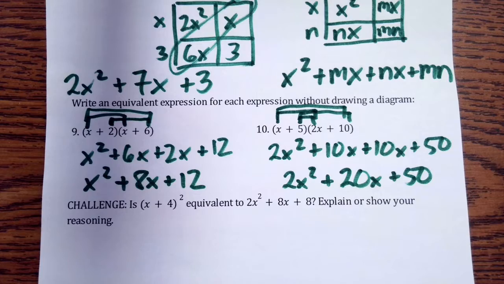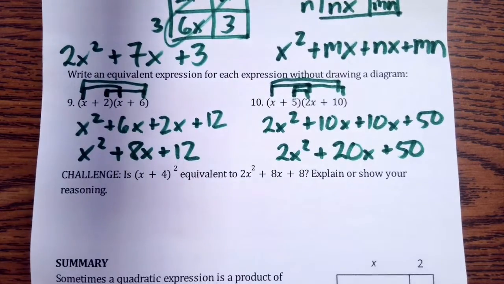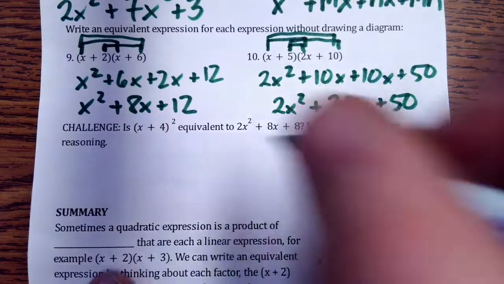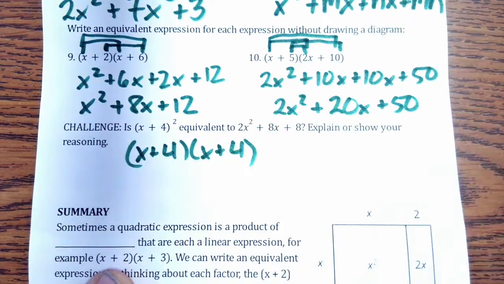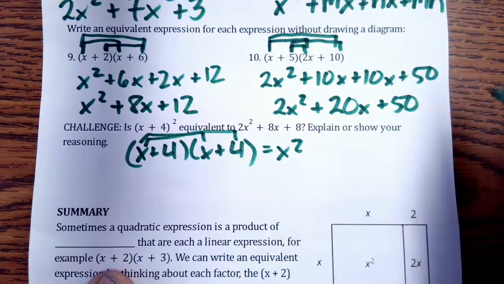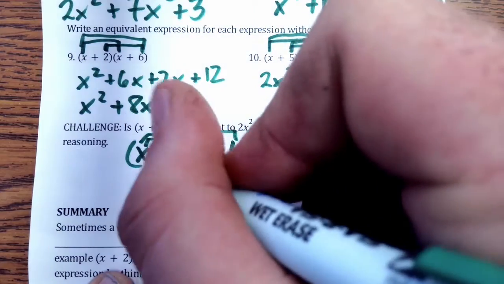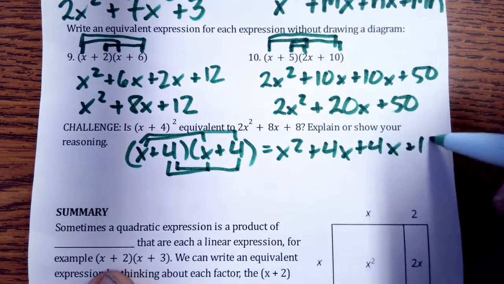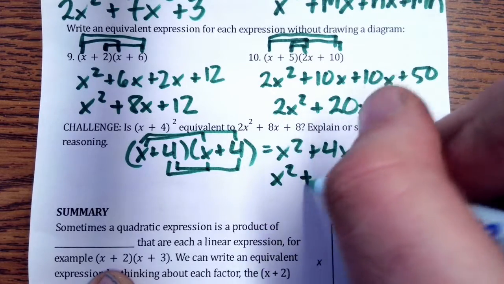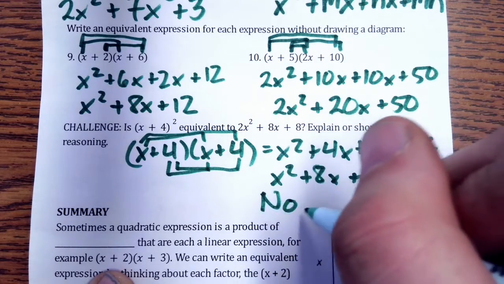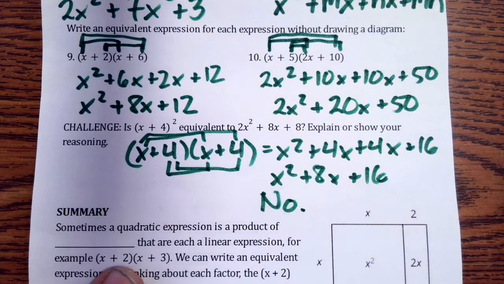So our challenge here is, is x plus 4 squared equivalent to 2x squared plus 8x plus 8? Let's find out. X plus 4 times x plus 4 is going to be x squared. X times 4 is 4x. 4 times x is 4x. And 4 times 4 is 16. So x squared plus 8x plus 16 is not the same as 2x squared plus 8x plus 8.